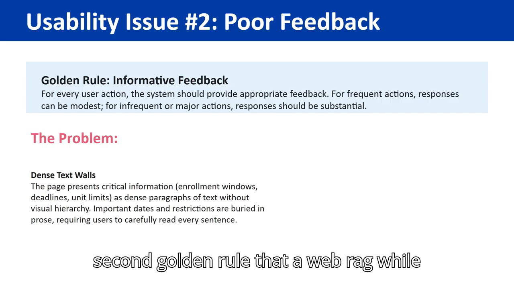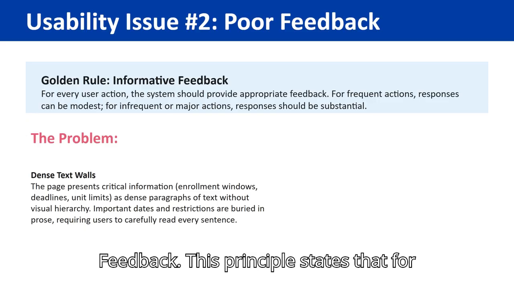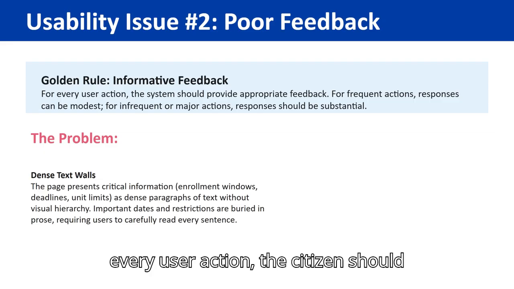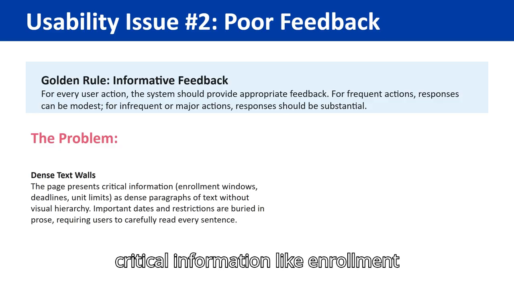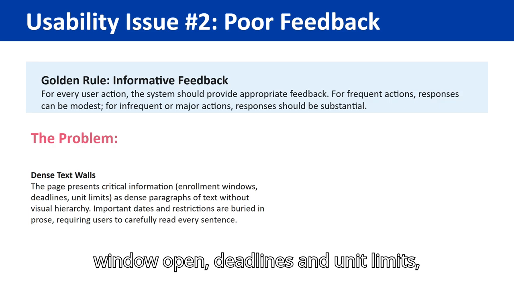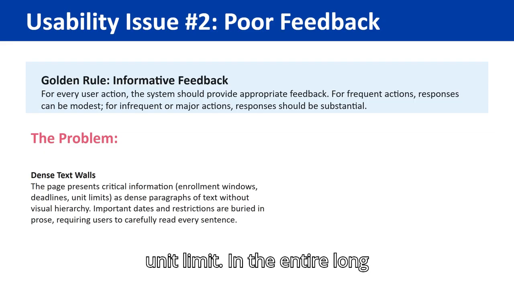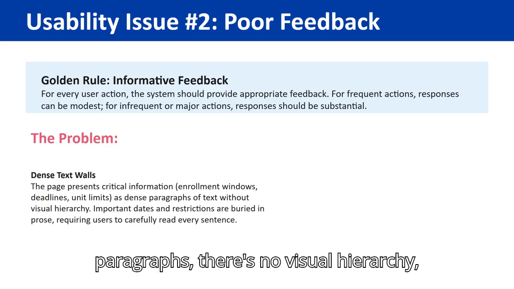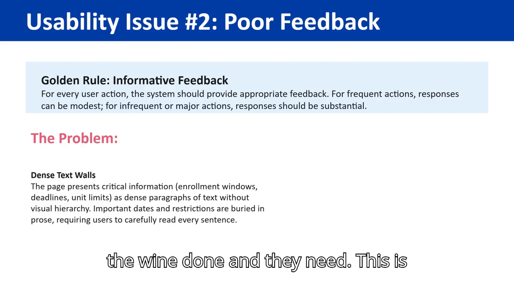The second golden rule that WebRack violates is informative feedback. This principle states that for every user action, the system should provide appropriate feedback, and WebRack buries critical information like enrollment windows, when the enrollment window is open, deadlines, and unit limits, in long paragraphs. There is no visual hierarchy. No call-out boxes, no icons, just walls of text that force students to read every sentence carefully to find the one deadline they need. This is really terrible.